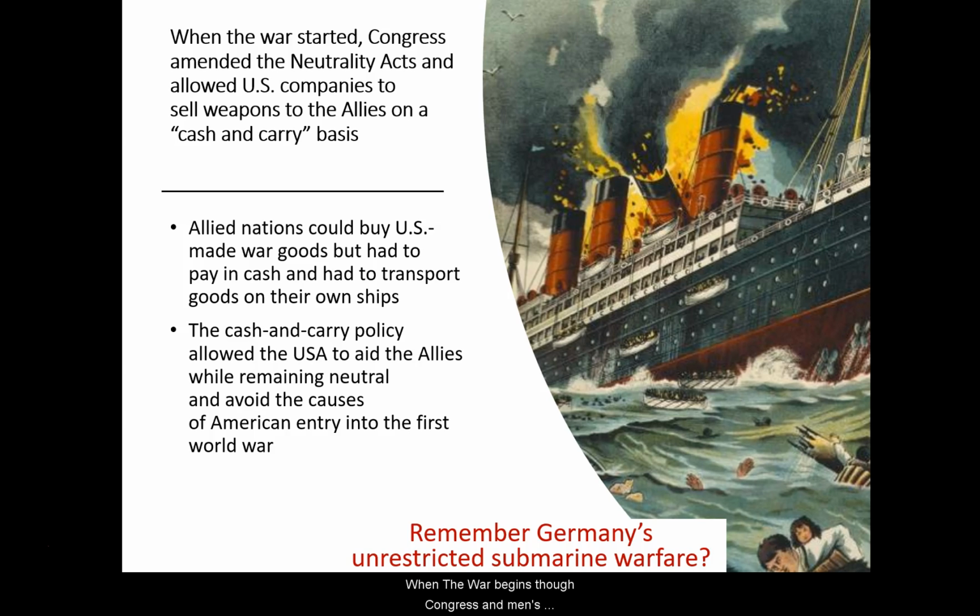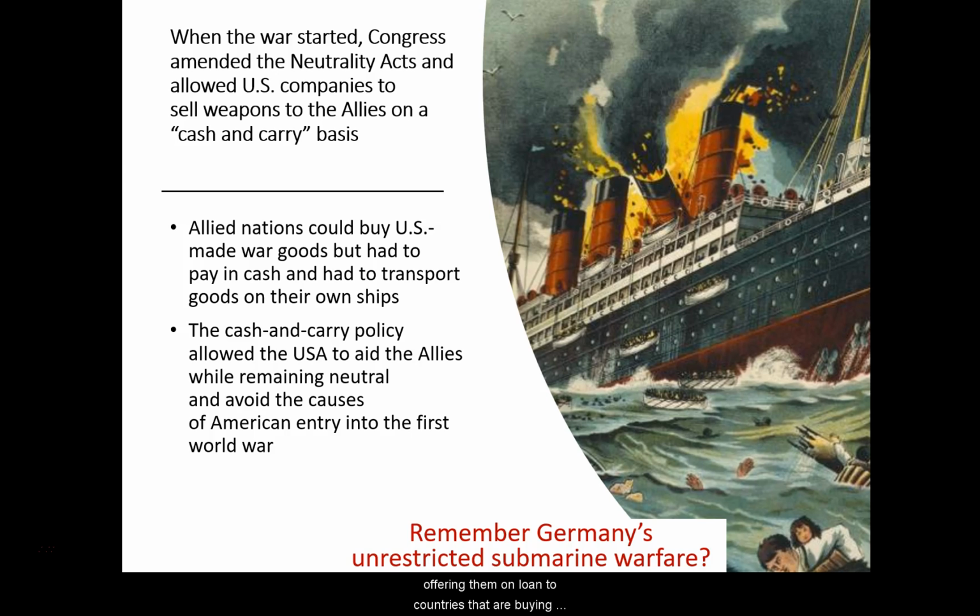When the war begins, though, Congress amends the Neutrality Acts and begins to allow U.S. companies to sell weapons to the Allies, so only our friends, on a cash and carry basis. And what cash and carry really means is that the only way that Americans would provide these goods to their allies, being Britain and France, is if they paid for the goods in full and transported them themselves. So no longer is the United States going to be involved in making sure that these goods are getting transported or offering them on loan.